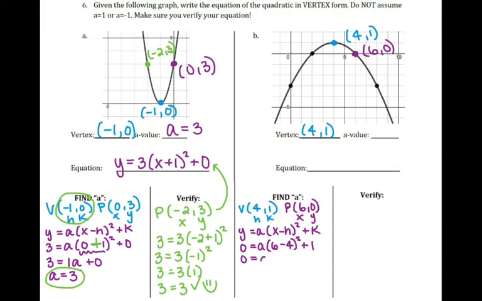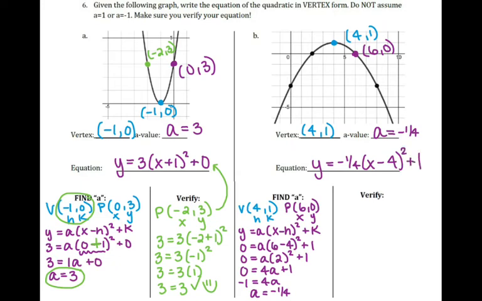And we simplify. 6 minus 4 is 2, plus 1. 2 squared is 4. I'm going to write my 4 in front of my a because we are used to seeing the numbers in front of our variables instead of to the side when we're multiplying. I'm going to subtract 1 from both sides. And I get a equals negative 1/4. To write my equation, I'm going to replace my a, my h, and k: negative 1/4 times (x minus 4) squared plus 1.